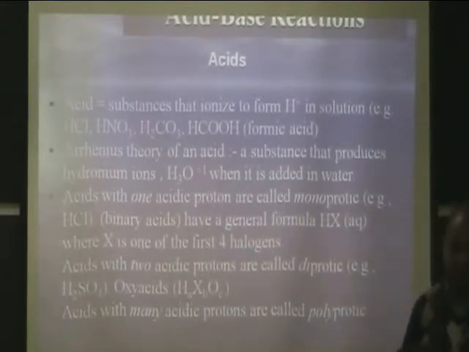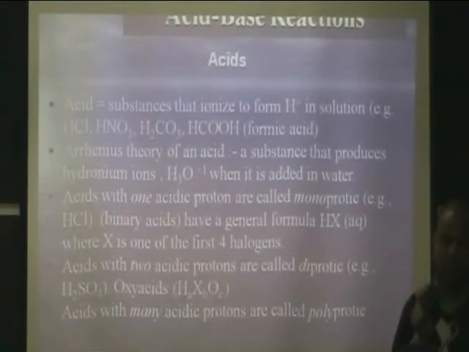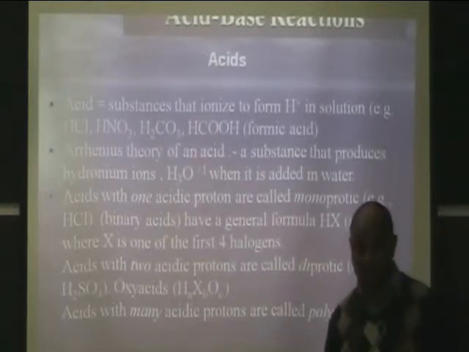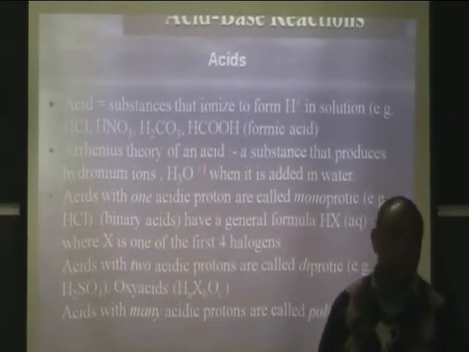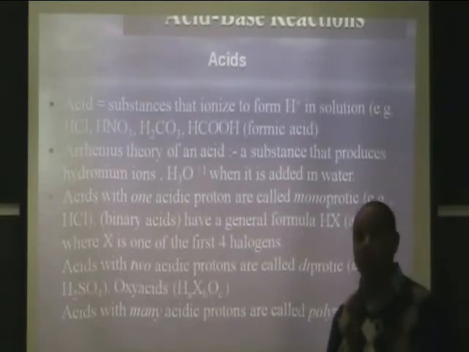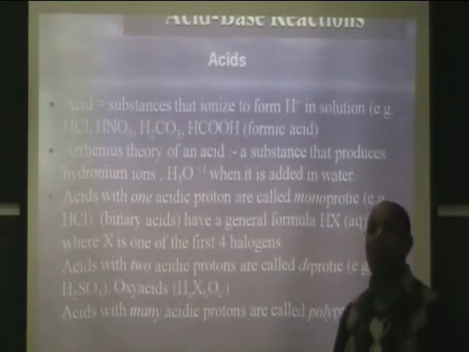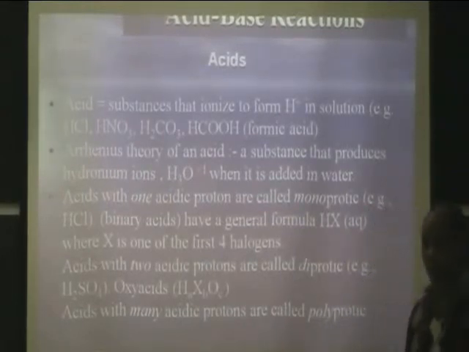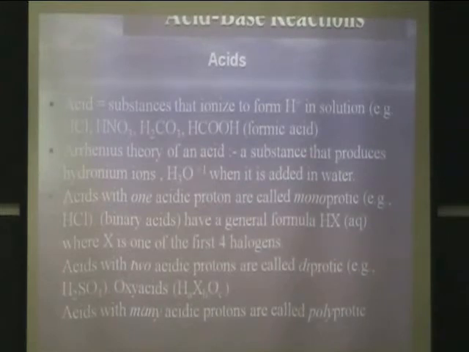Phosphoric acid, for example. What's the formula for phosphoric acid? H3PO4. H3PO4, right? It's more than two, so we call this a polyprotic acid. One hydrogen ion is monoprotic, two hydrogen ions is diprotic. If you have more than two, we can say it is a polyprotic acid.